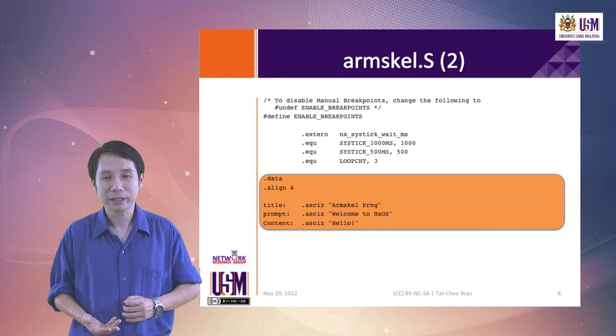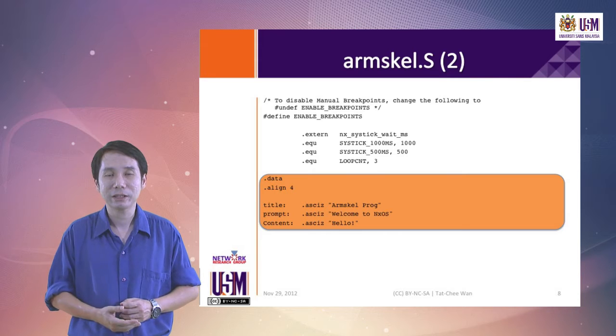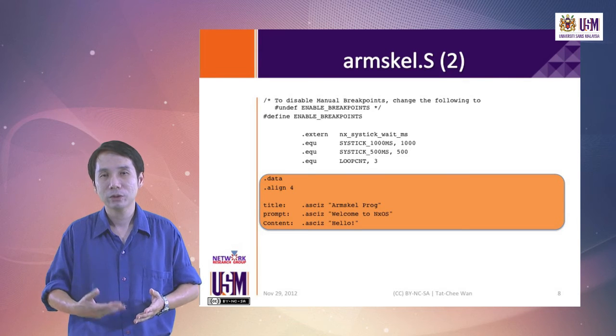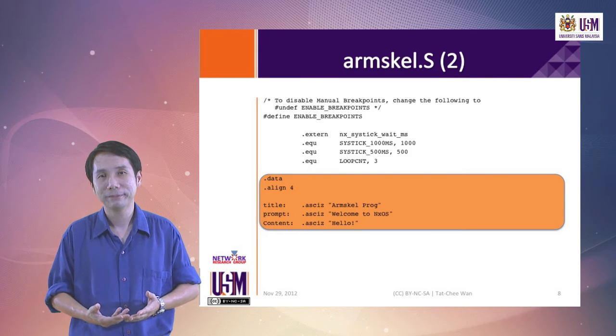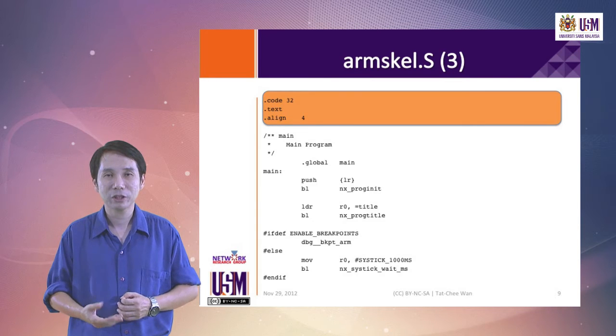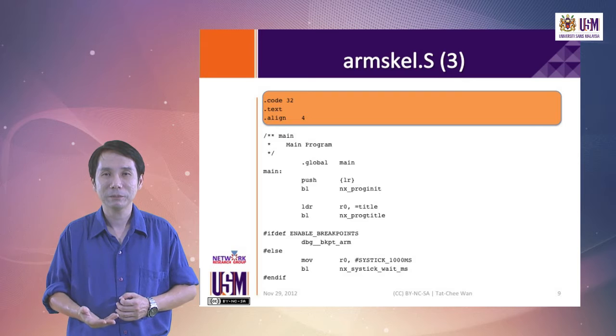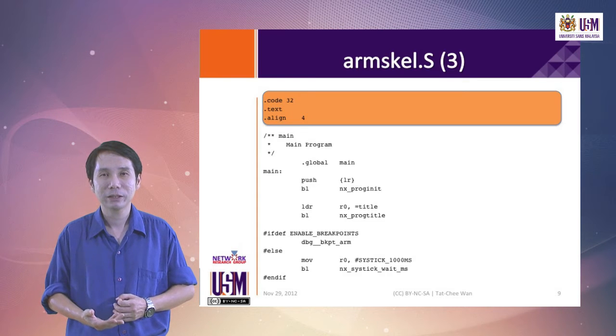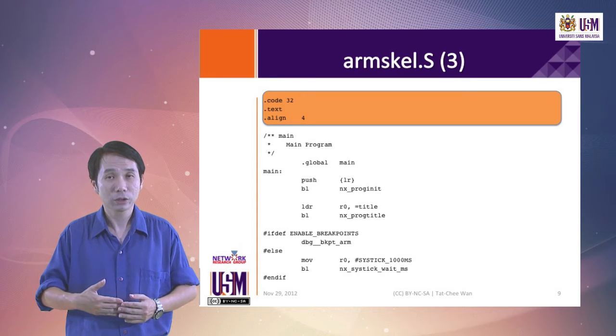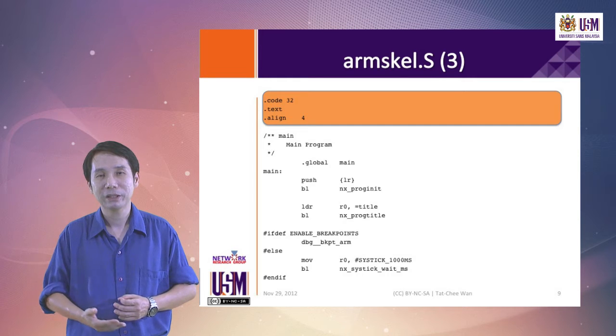Here we have various strings that we use for display on the LCD when we want to look at the output of our program. The next section is for the definition of the code section. You see that code 32 indicates the ARM instructions will be assembled. .text indicates that it is a read-only section for storing code and other read-only data. And finally, align 4 will allow us to align the starting of the code section to an 8-byte boundary.